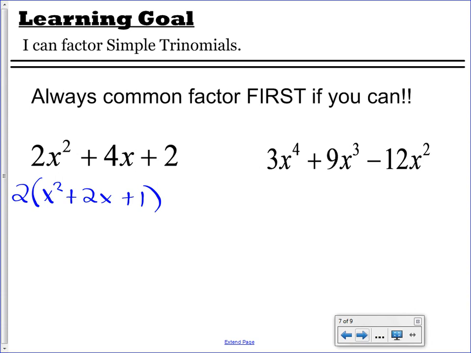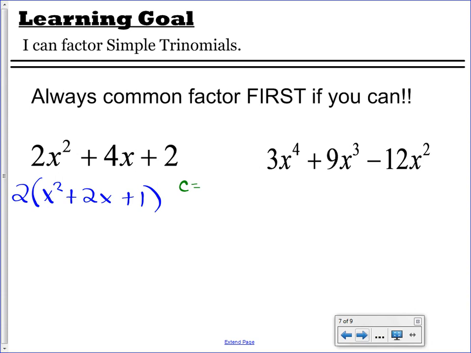Now, I'm not done yet. I should always be left with a binomial. So what I still have to do, I have to find two numbers that multiply to what? Before, we only had what number in front of the x squared? There was only a 1. Today's simple trinomials, so there should always be a 1. You should always common factor first. So I can common factor out a 2, so I'm left with this trinomial.